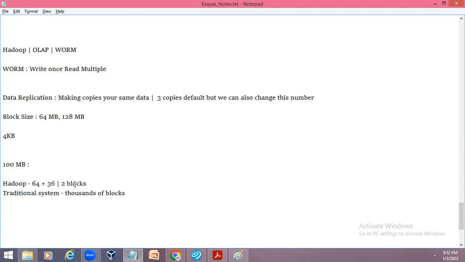And what is the benefit of 64? Why 64? That we will see in our HDFS. Slowly, we will go deeper. Clear on this?